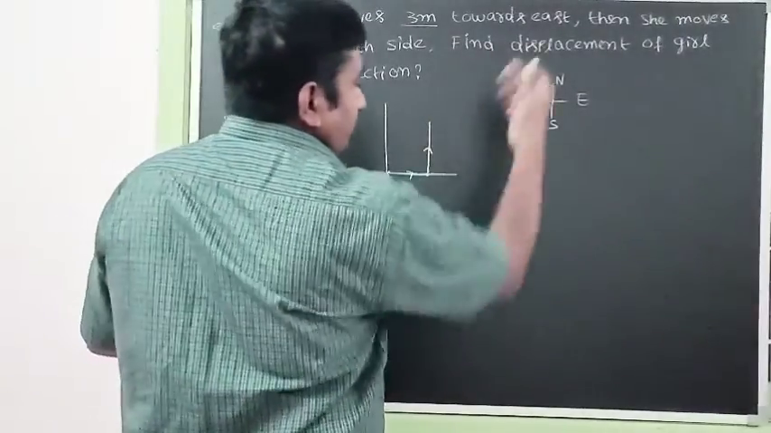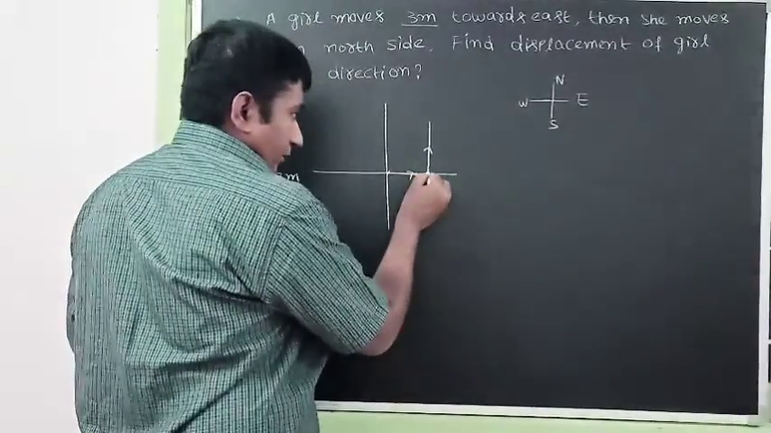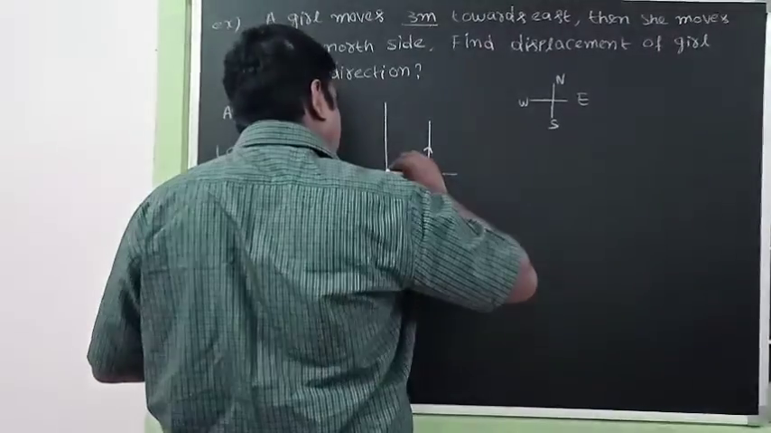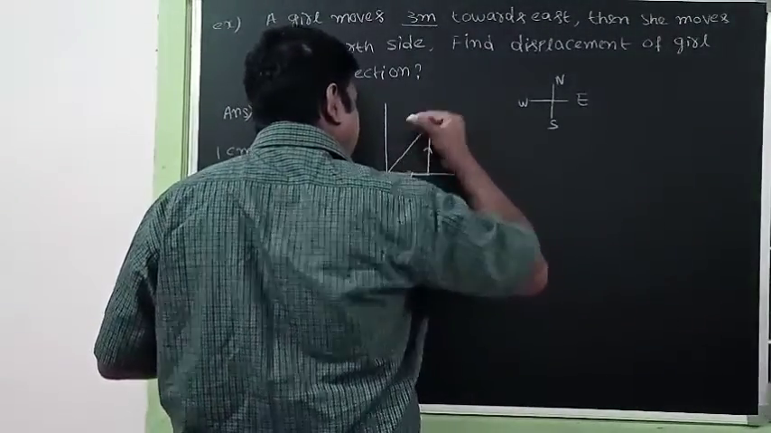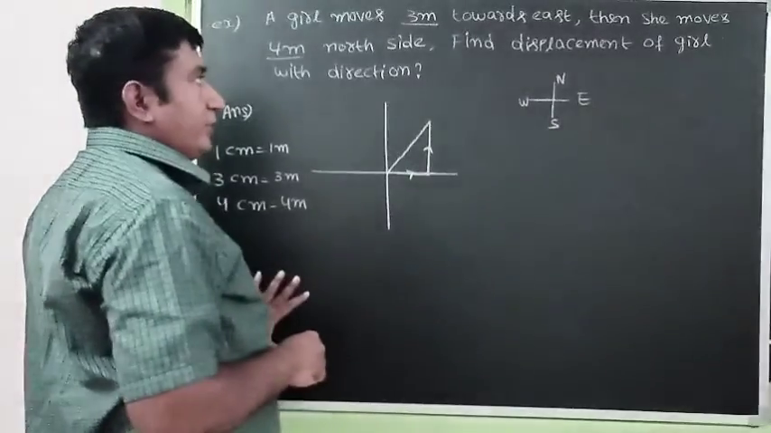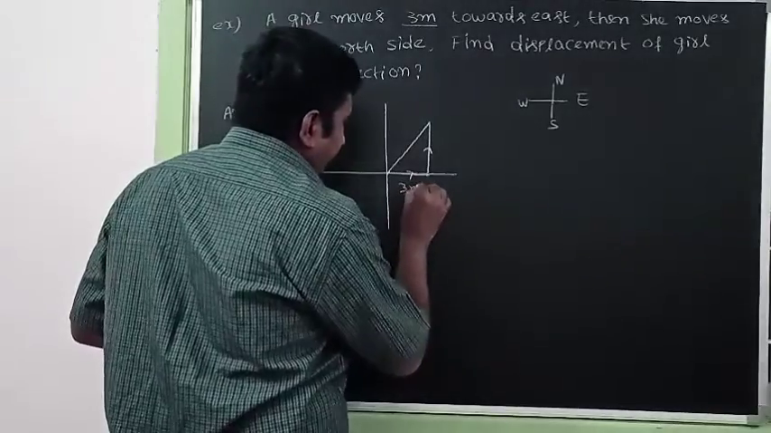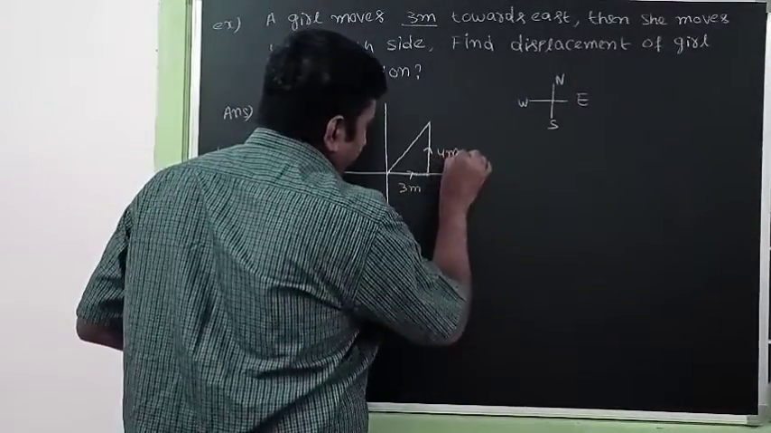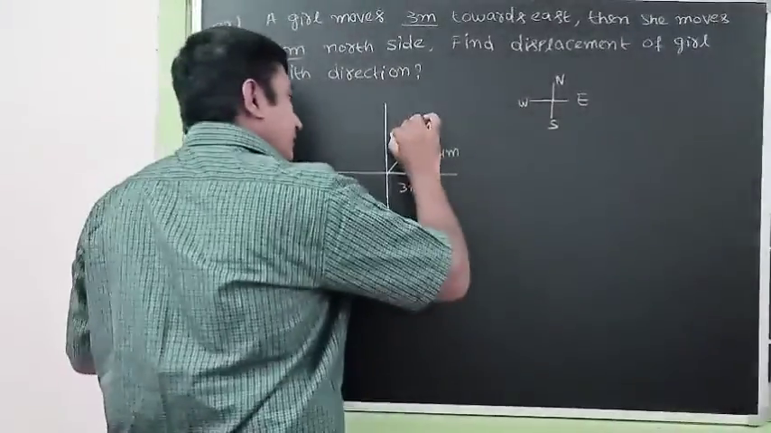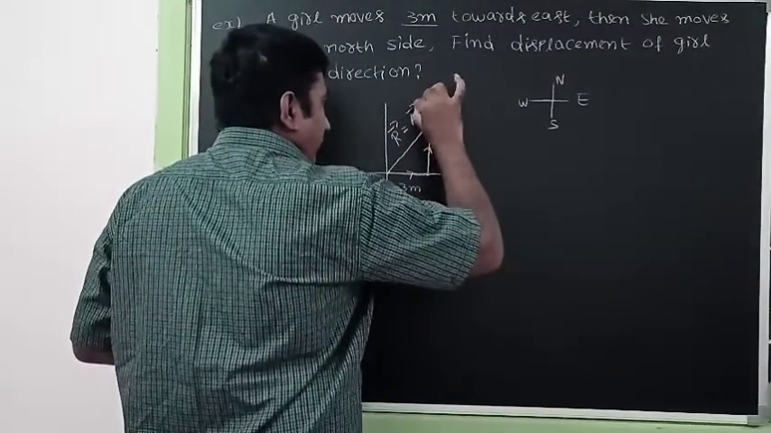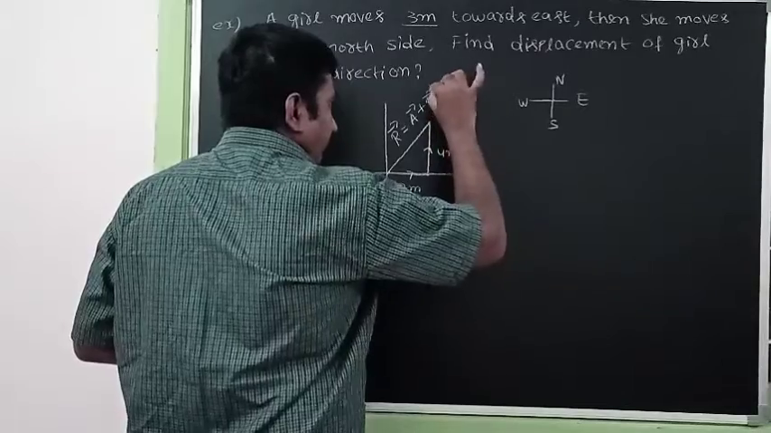So find the displacement. This is two sides of a triangle. Then the third side, which we can join, is what we are going to get as the resultant. If this is 3 meters and this is 4 meters, this represents the resultant, which you can take as R vector equals A vector plus B vector.